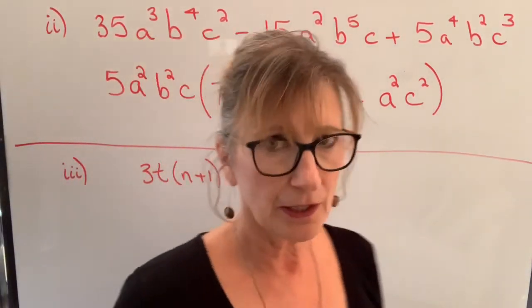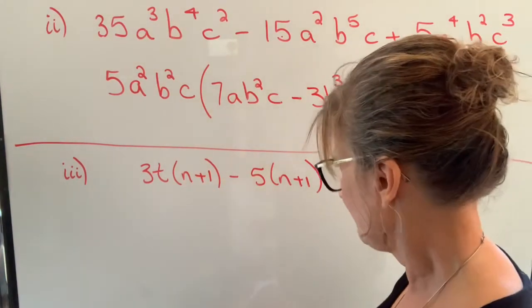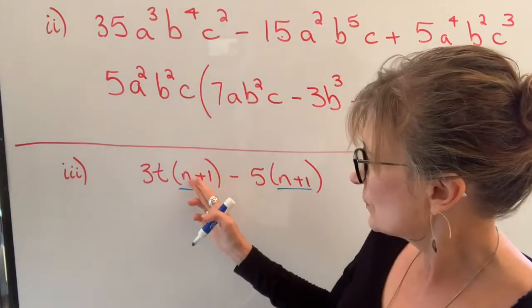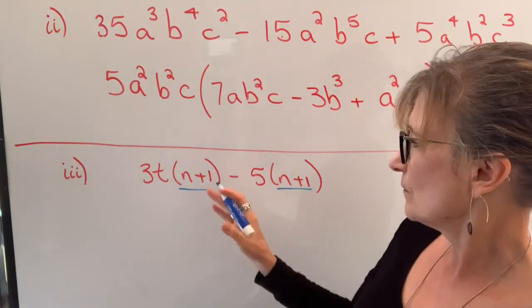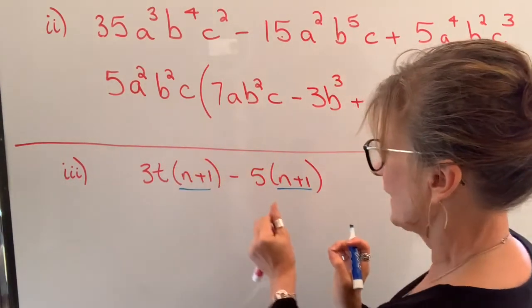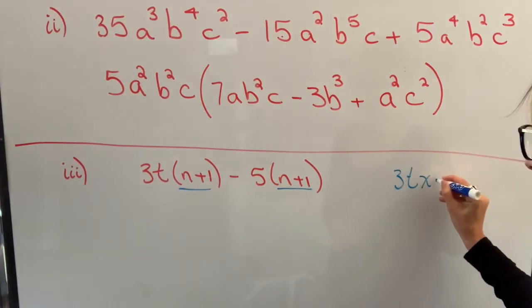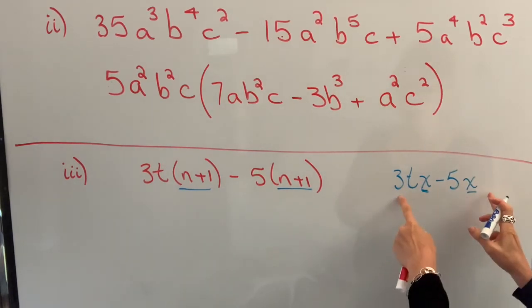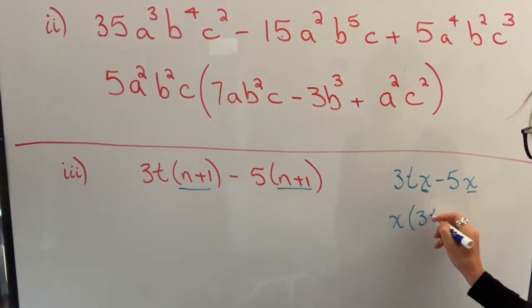Now, when you're doing a common monomial factor, sometimes you might see things like this, where it's not just factors, we actually have an expression. So what I want you to think of is this just like an x. Think of that like an x and that like an x. So in other words, if I had 3tx minus 5x, that's a common factor to both of these terms. So I could factor out the x, and then I'm going to be left with 3t minus 5.